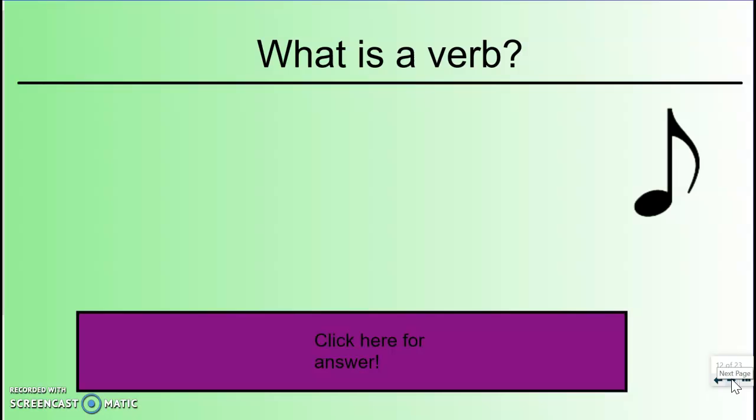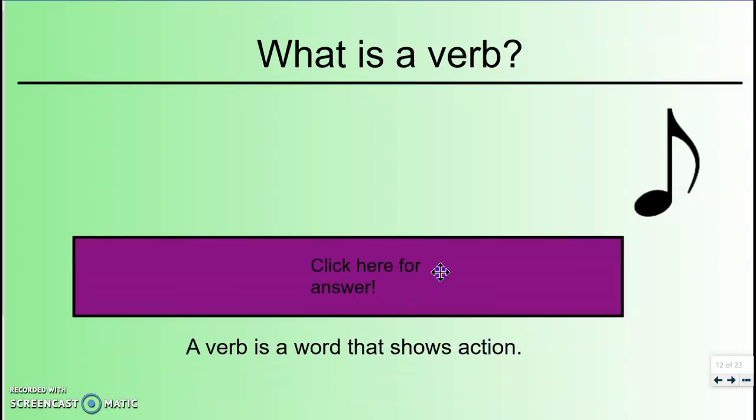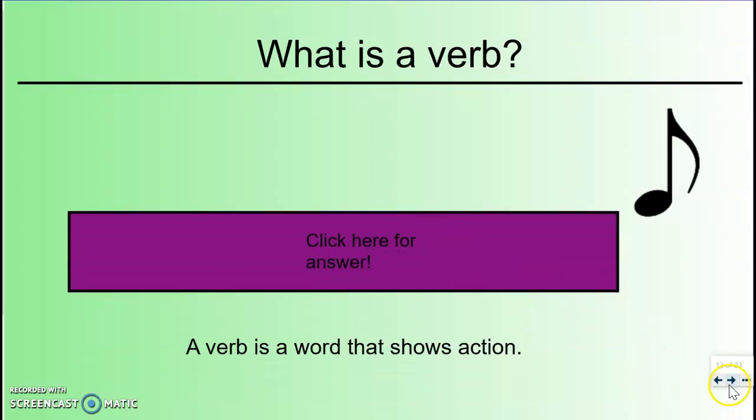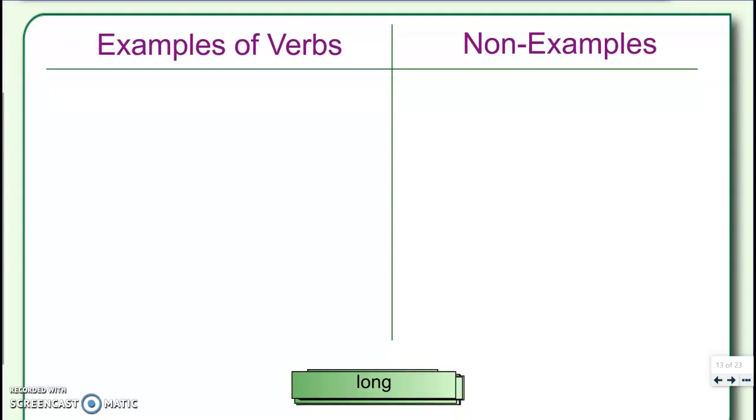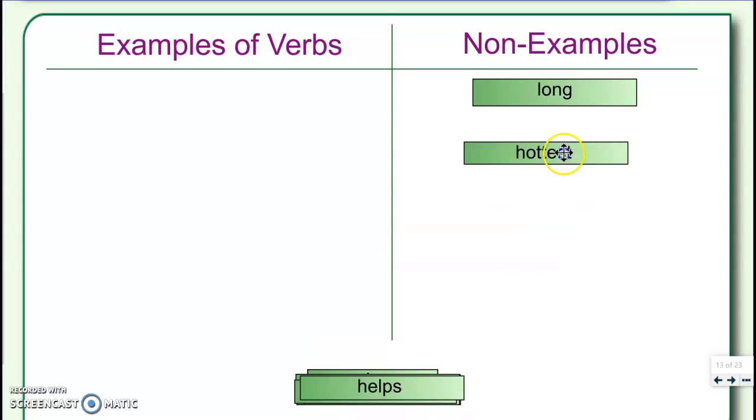Now we worked a lot with verbs, so a verb is a word that shows action. Let's look and sort into our categories. We have examples of verbs and non-examples of verbs. Long, does that show action? Could you act that out? It would be a non-example. Hottest, well, we've talked about that word. That word is not a verb. Anybody remember what part of speech that is? If it's the hottest day ever, right, that's an adjective, so it is also not a verb.